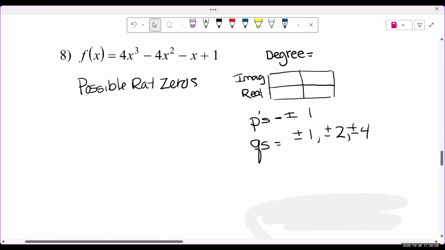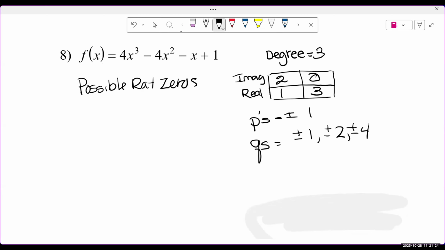Number 8. Okay, so degree 3, that means there could be two imaginaries. Okay, they always have to be an even number because we don't have any i's in our polynomial. So to add up to 3, that would be 1. There could be 0 and 3.